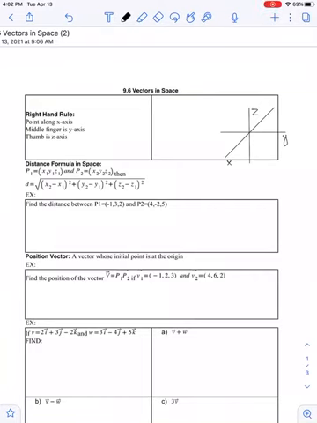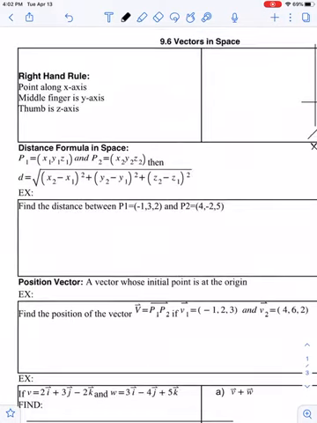Hey everyone, so we're going to do 9.6, vectors in space. So we're just going to take what we learned in 9.4 and 9.5 with two variable vectors, the i and j, and do it with three variables, i, j, and k. But we're doing the same stuff, same process, just now with three.